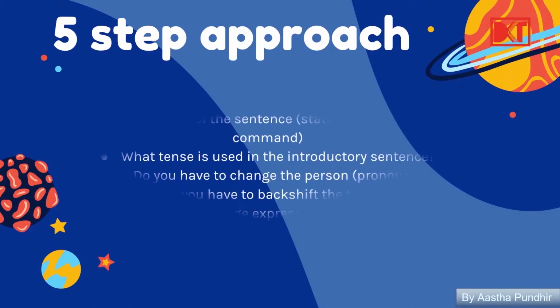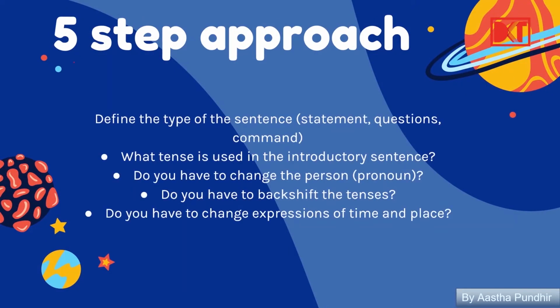Okay, so now we will be talking about a five-step approach for understanding direct and indirect speech, and converting from direct speech to indirect speech. First, define the type of sentence: either it is a statement, a question, or a command. Then, what tense is used in the introductory sentence, which means we have to identify the tense. Third, do you have to change the person, meaning the pronoun? We have to check that. Then, do you have to backshift the tenses? Backshift the tenses, change the tenses, present becomes past. And the last one, do you have to change expressions of time and place? All these steps we will be discussing in detail. Let's start.